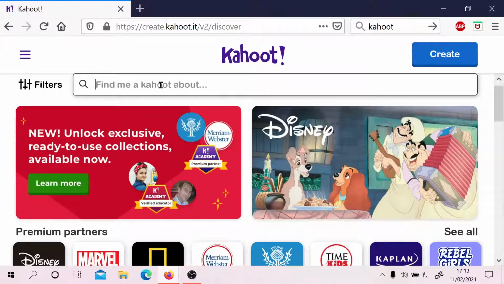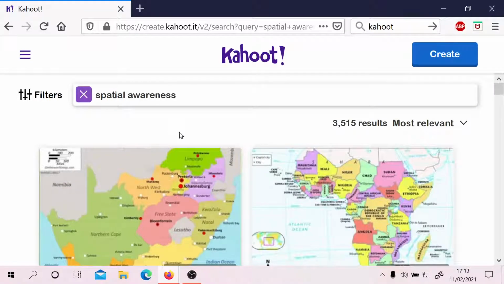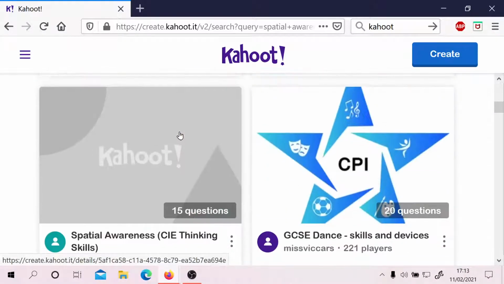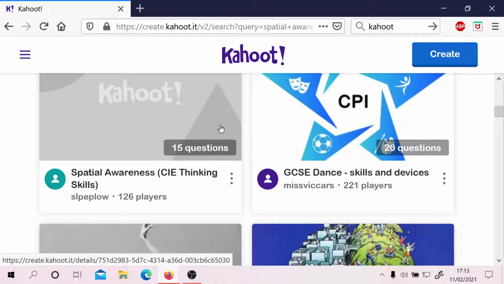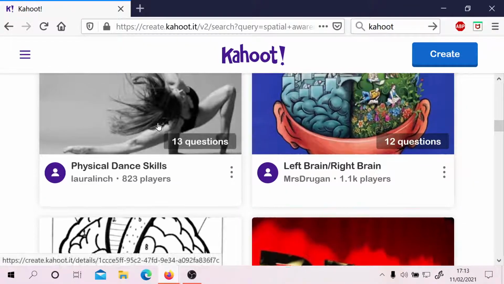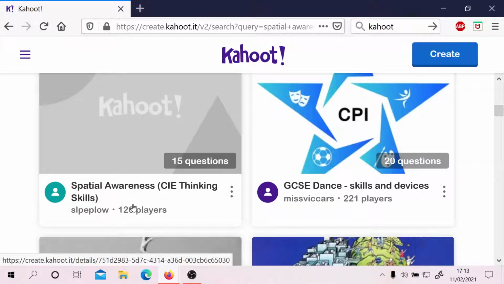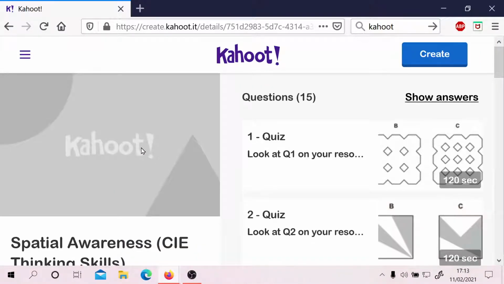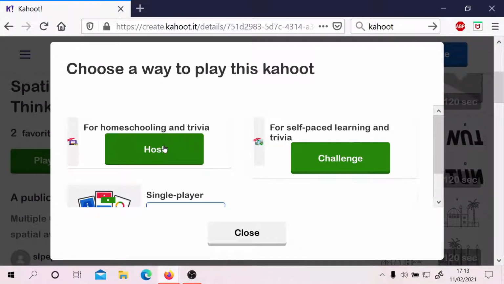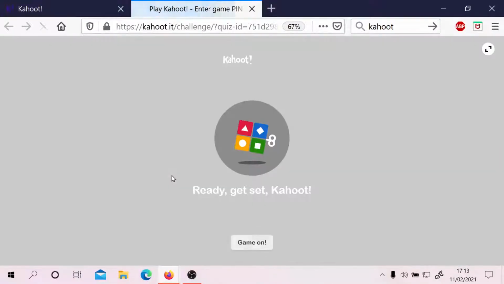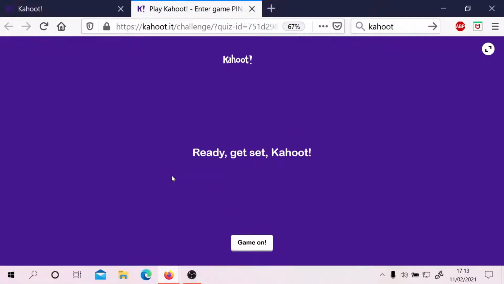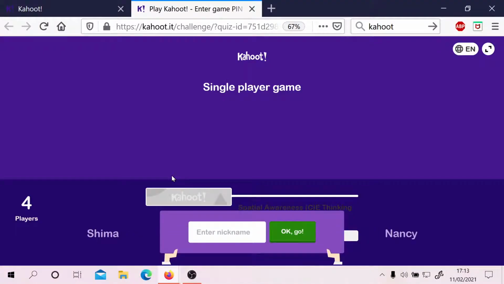Let's start with some spatial awareness. This is always a good one. Spatial awareness. Should we go for? So this is different. Yeah, we'll start with spatial awareness and we'll just see how we go. I'm not going to be playing Kahoot that much, but I do like Kahoot. I can't lie.